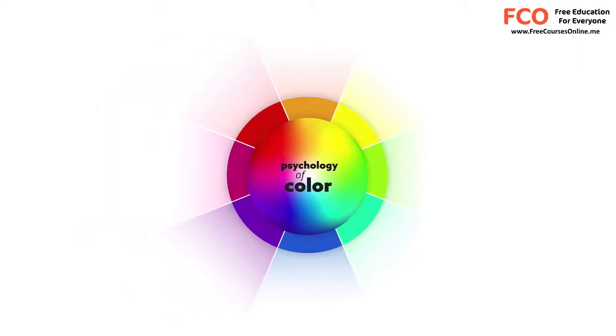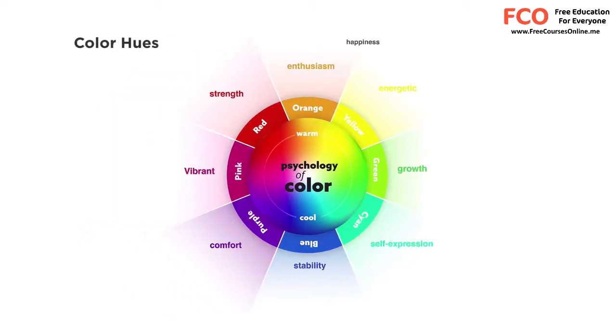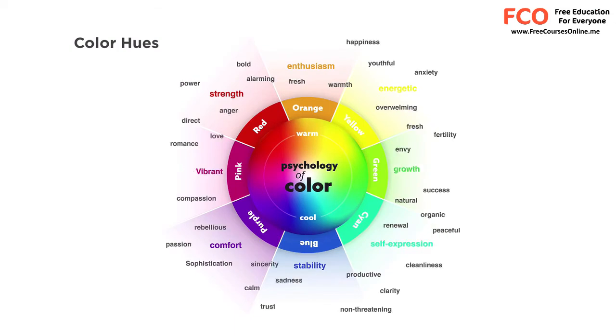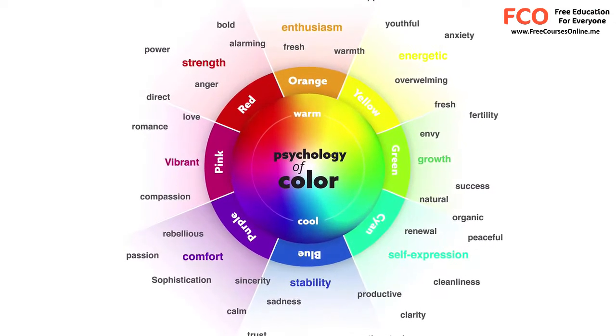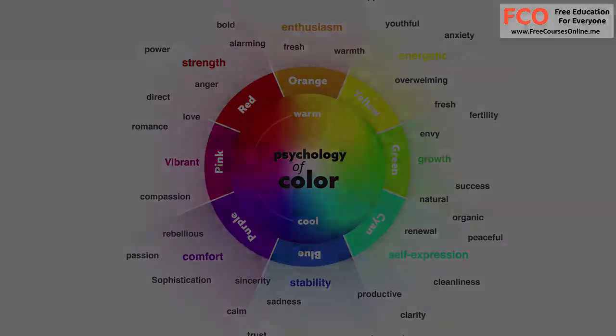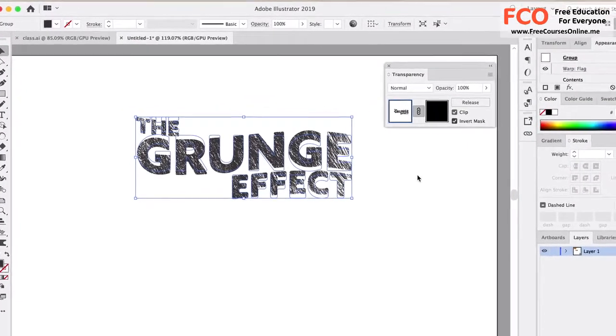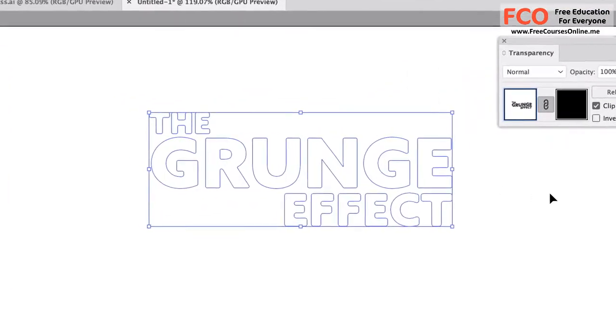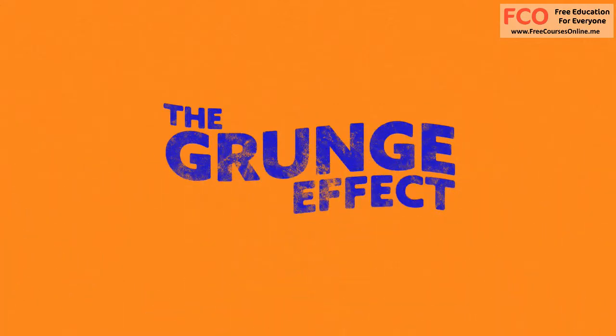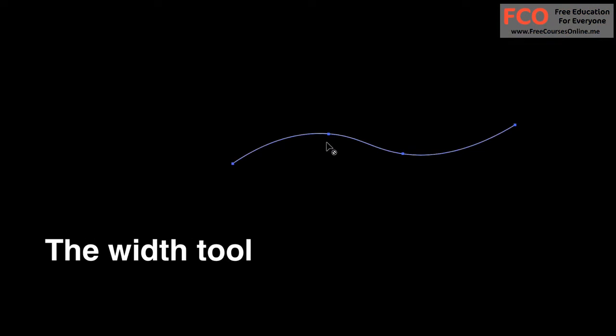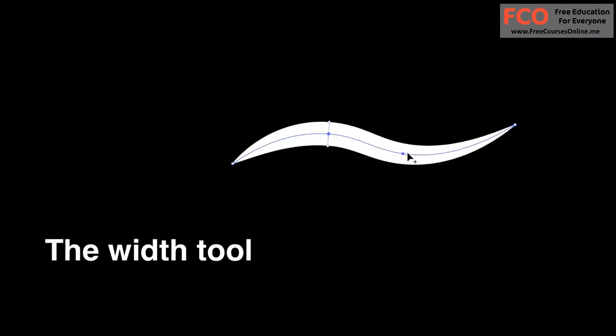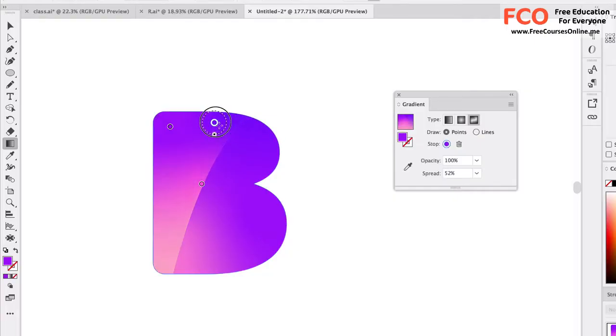Lastly, we can't talk about logo design theory without talking about the power of color as we review the color psychology chart. The next section is for those needing a crash course in Adobe Illustrator as we review all of the most used tools we'll use in the class, including the width, shape builder, offset path, gradient tools, and also using layering masks and more.